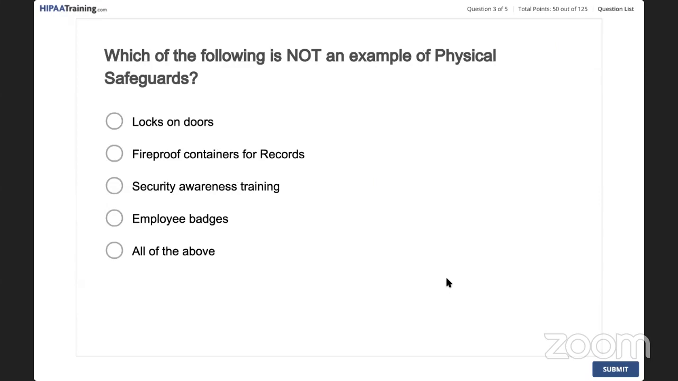That's good. Which of the following is not an example of physical safeguards? Locks on doors, fireproof, security awareness, employee badges, all of the above. Security awareness training.